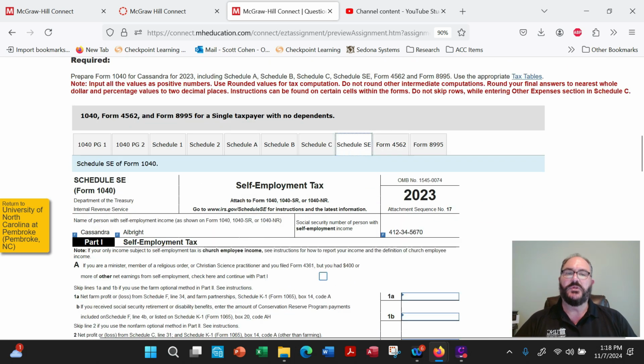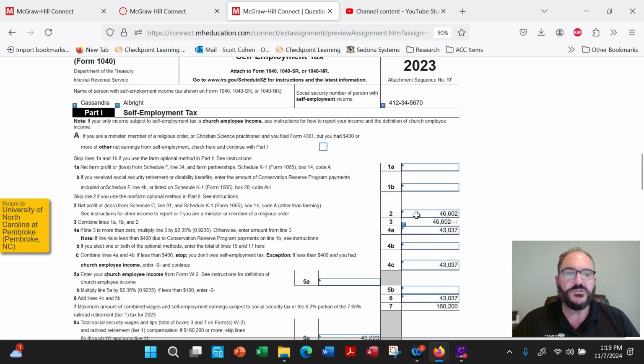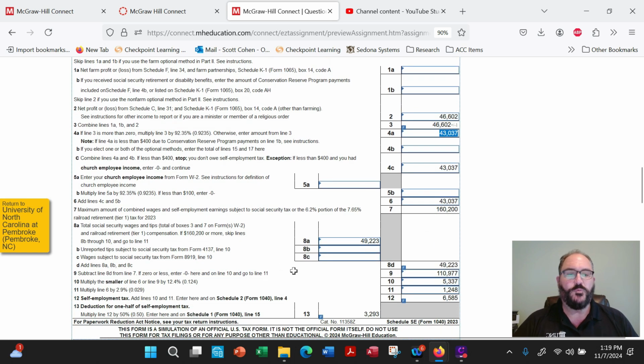Now, let's go over to Schedule SE. Now, Schedule SE, that's the self-employment tax. That's the part where you have to pay the Social Security part and the Medicare part of the tax. You have to pay half of it, okay? So, you have to pay half the Social Security and you have to pay all the Medicare. So here's her income, right? And then it says here, take that amount and multiply it by 0.9235, okay? And that gives you this amount. So now this amount right here is what you're going to wind up using to multiply the 12.4% by.